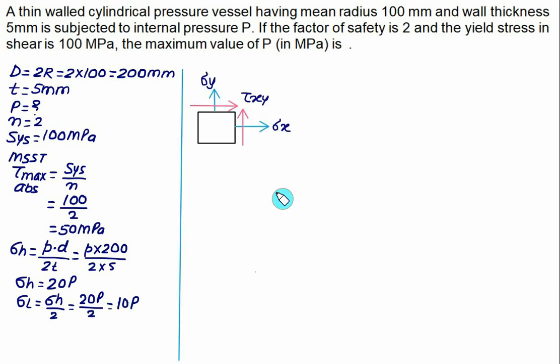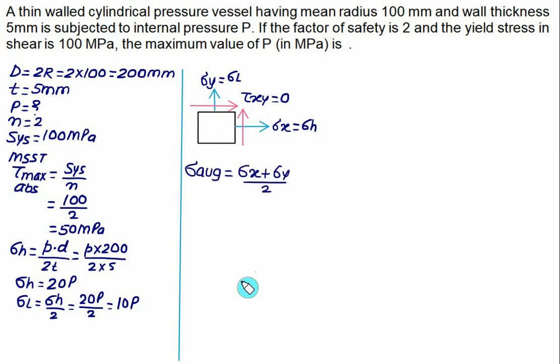So the state of stress is represented here. Sigma X will be equal to the hoop stress. Sigma Y will be the longitudinal stress, and we have shear stress equal to 0. Using sigma X and sigma Y, we can calculate sigma average and tau max. Then we'll calculate the two principal stresses, sigma A and sigma B, and finally we'll arrange them in the order of sigma 1 greater than sigma 2 greater than sigma 3.